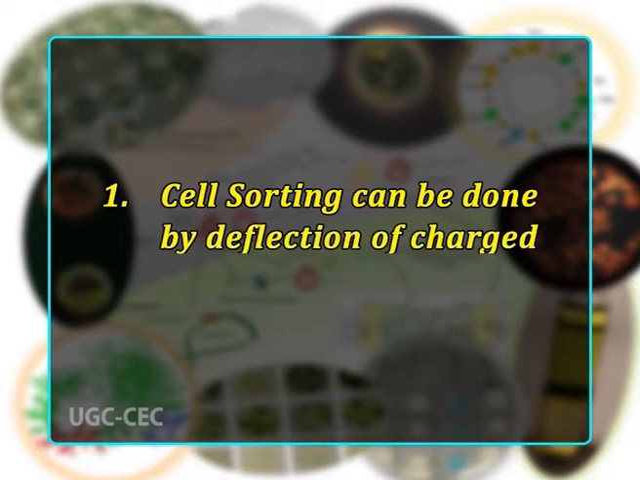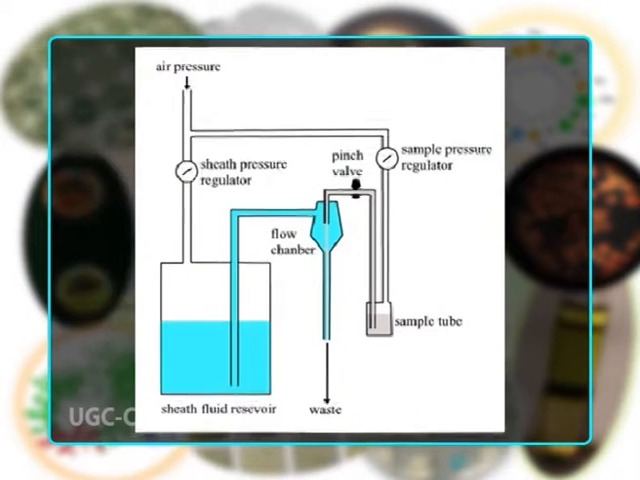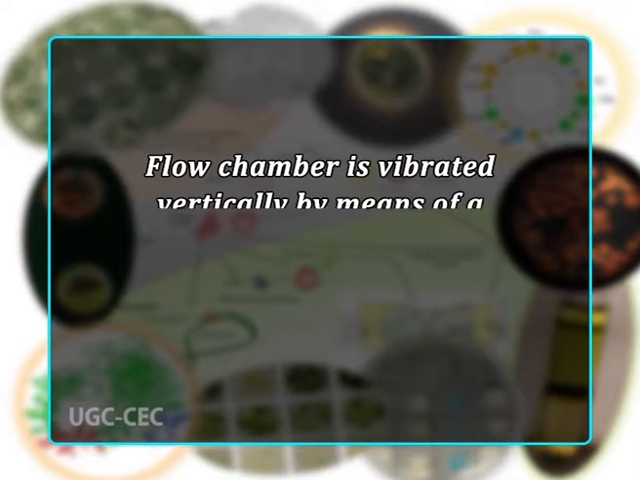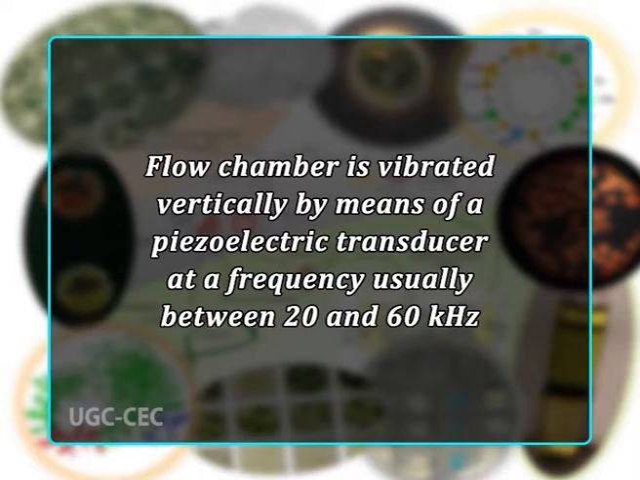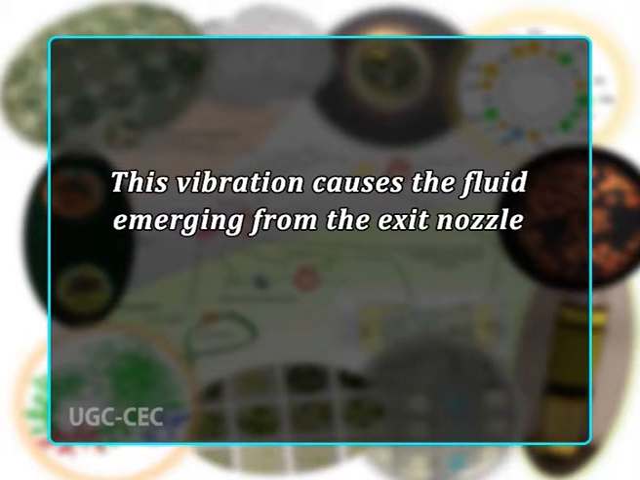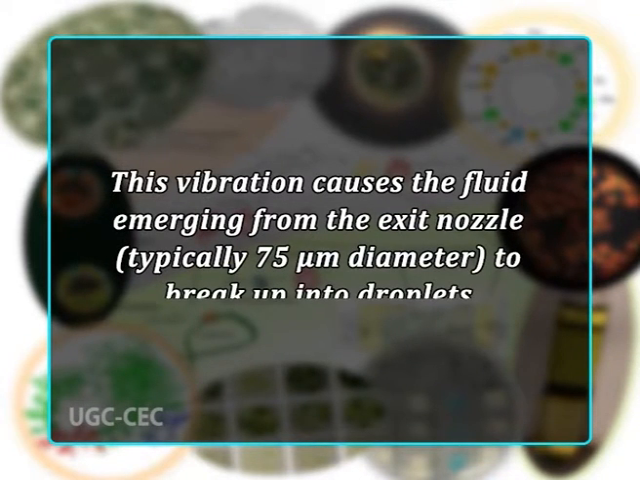Cell sorting can be done by deflection of charged droplets. A conductive sheath fluid is used. The flow chamber is vibrated vertically by means of a piezoelectric transducer at a frequency usually between 20 and 60 kHz. This vibration causes fluid emerging from the exit nozzle, typically 75 micrometers in diameter, to break up into droplets.